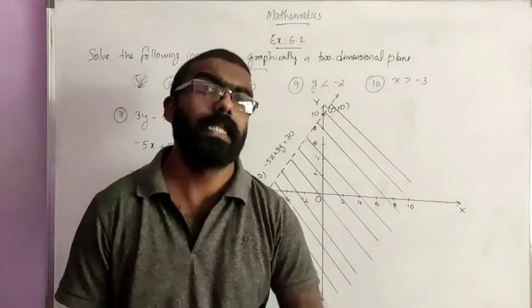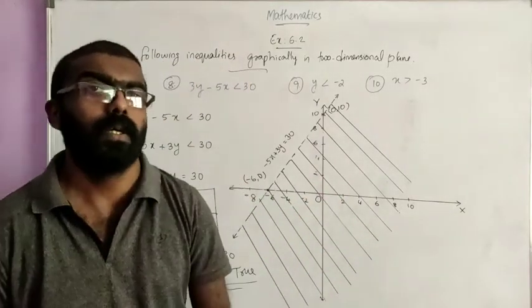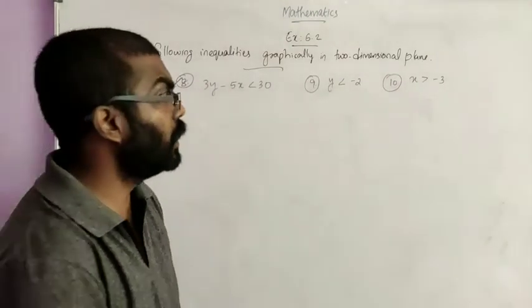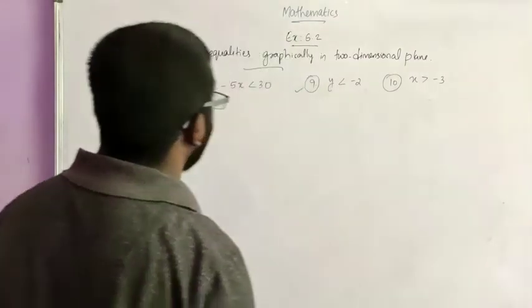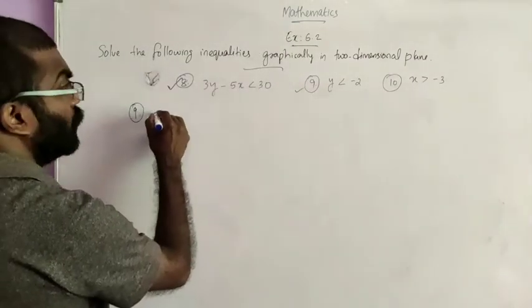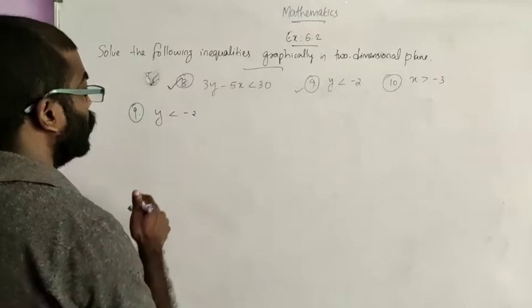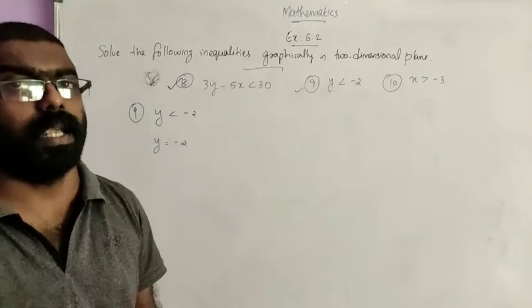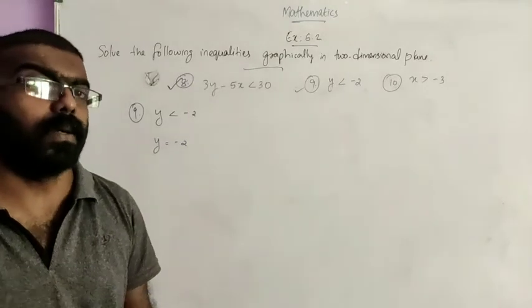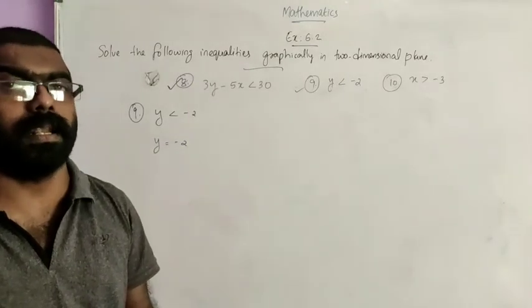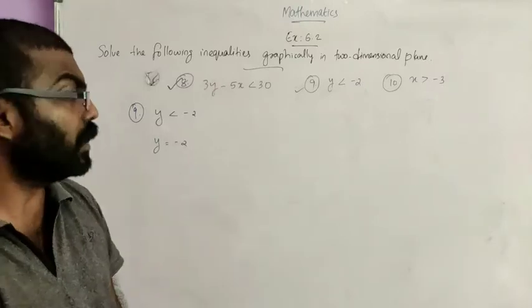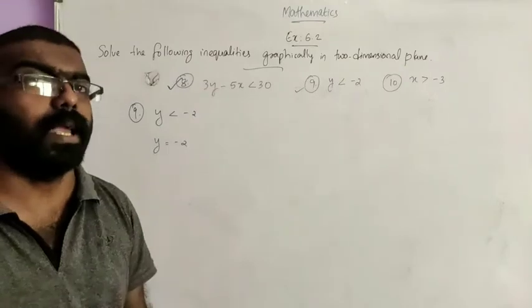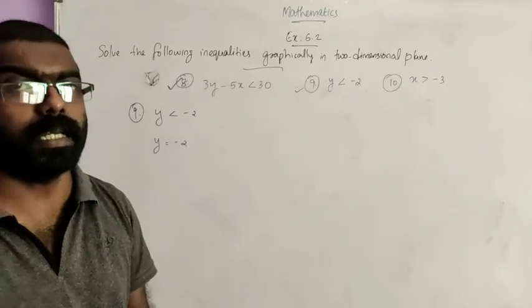So here this shaded region will represent the solution. Okay. Now consider the 9th one. It's an easy question. y is less than minus 2. So here we can write y is equal to minus 2 and we can draw the graph of y equal to minus 2. We know y equal to a is a straight line which is parallel to x-axis. That means through the number minus 2 on the y-axis we have to draw a line which will be parallel to x-axis. Okay.